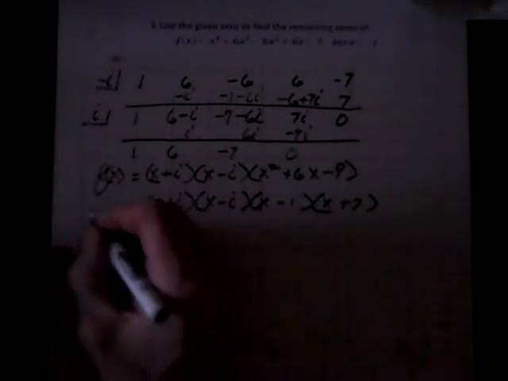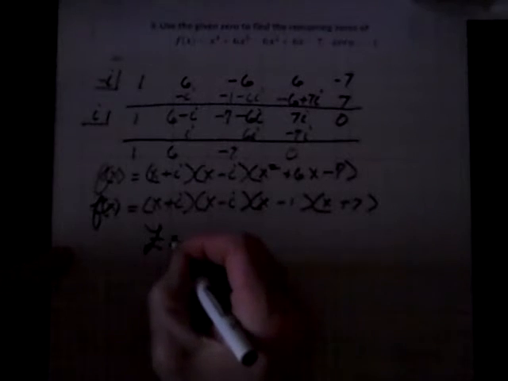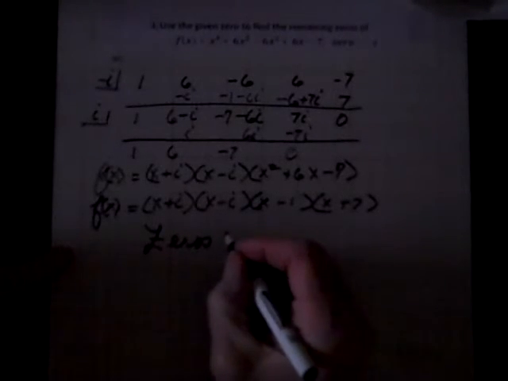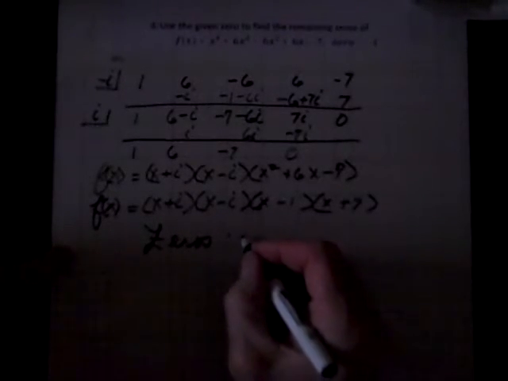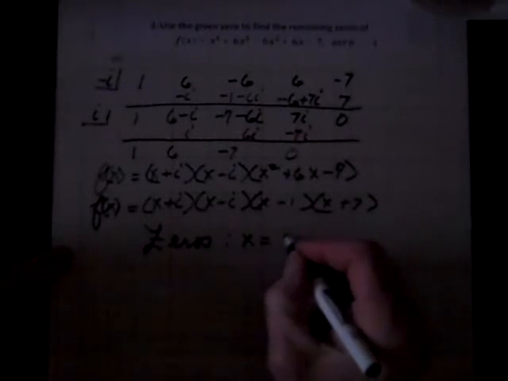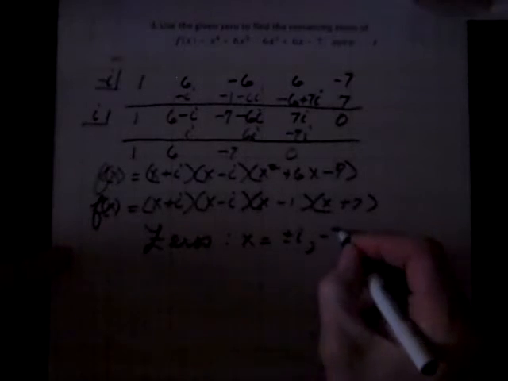So the zeros of f of x are x equals plus or minus i, negative 7, and 1. And here's f of x in factored form. Here are the zeros, and we're done.